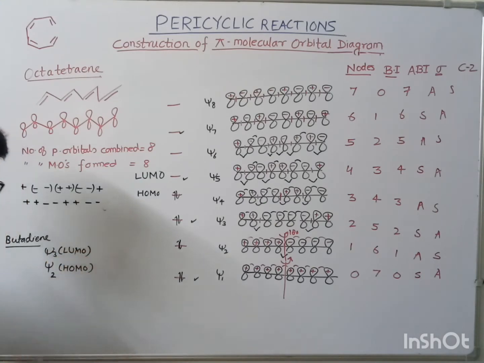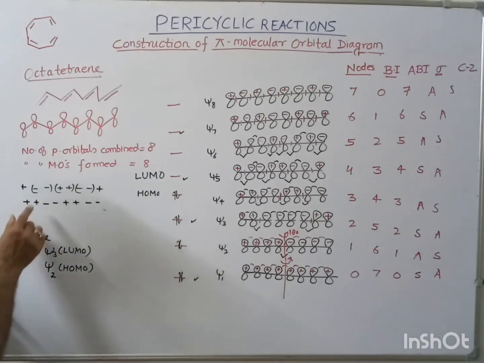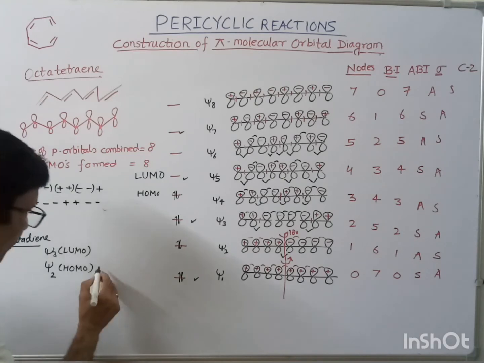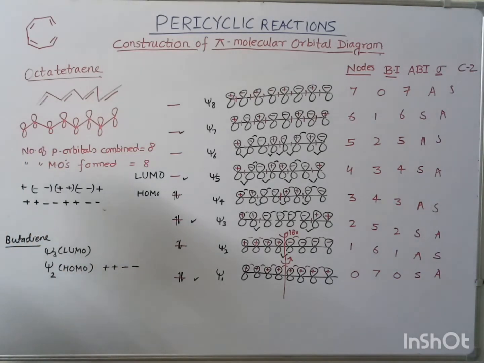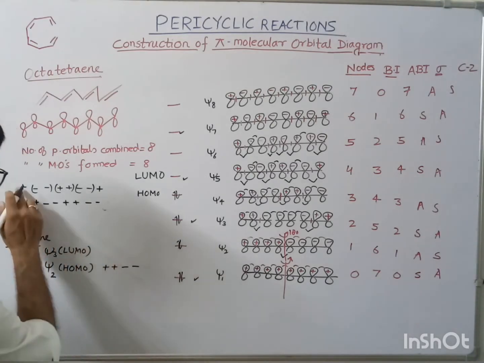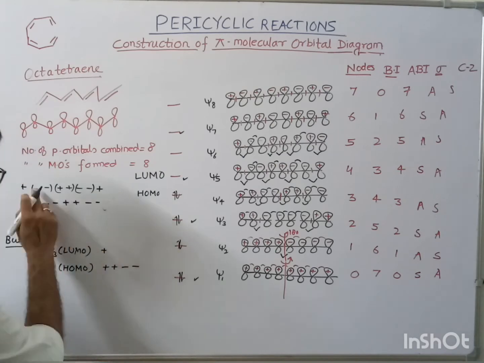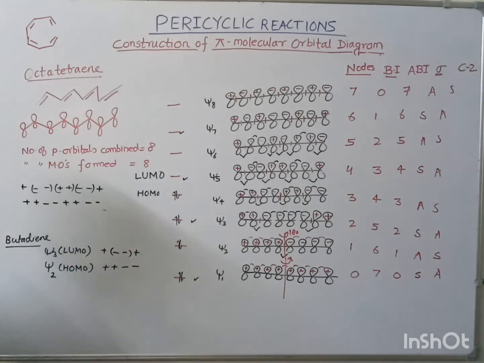So if you want to write the sign for the HOMO for butadiene, how can you write it? You can write it in this way, following the same rule. It starts with plus plus minus minus. And what will the LUMO for butadiene be? Following the same rule, it should start with plus, and then minus minus, and then plus.